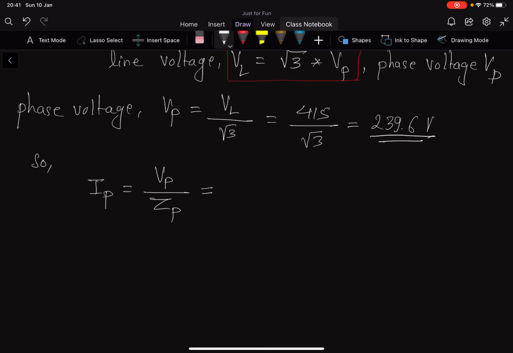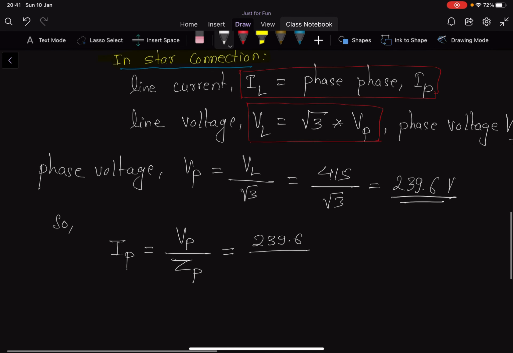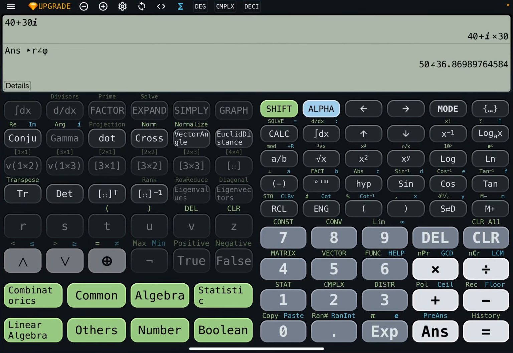And then we have VP as 239.6 divided by ZP. ZP is 50 angle 36.86 degrees. So how do we calculate this? Same thing. You go to the calculator in complex mode and get your answer. So we have 239.60 as a fraction, and then angle 50.